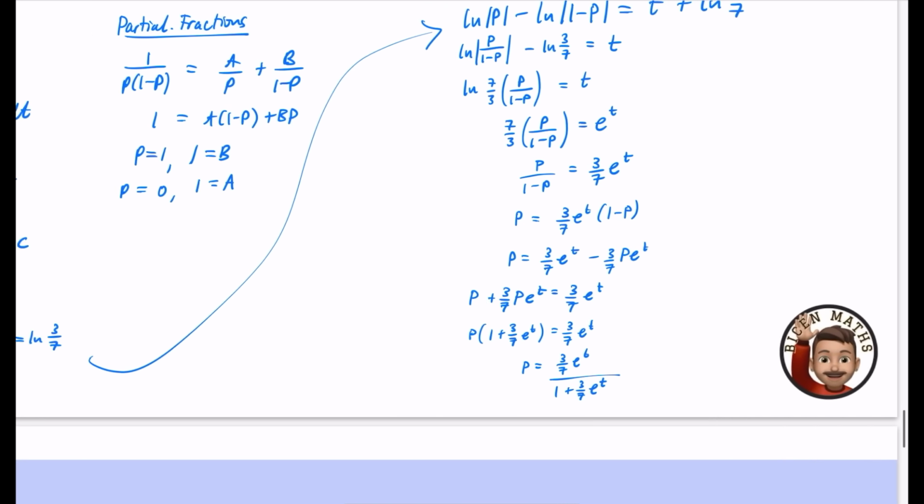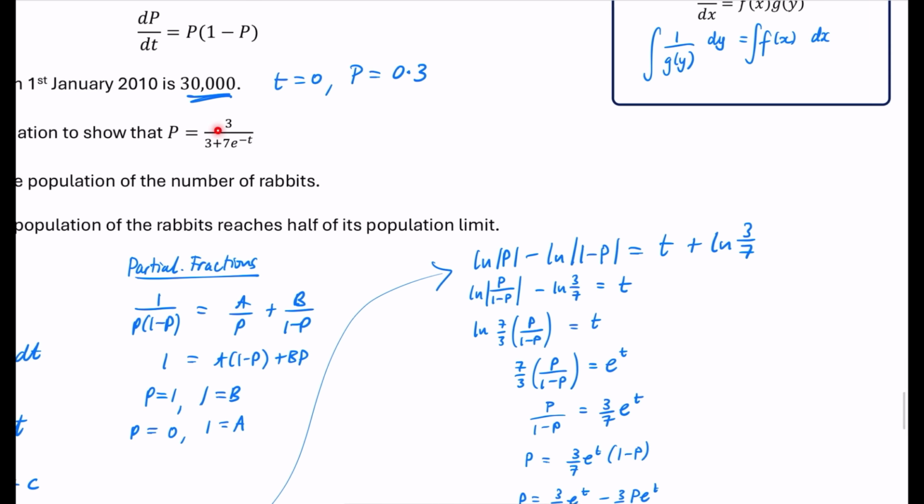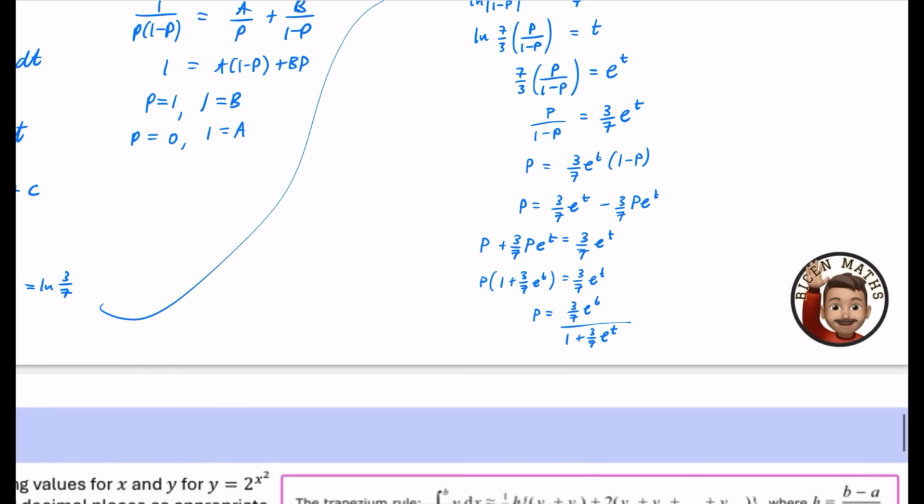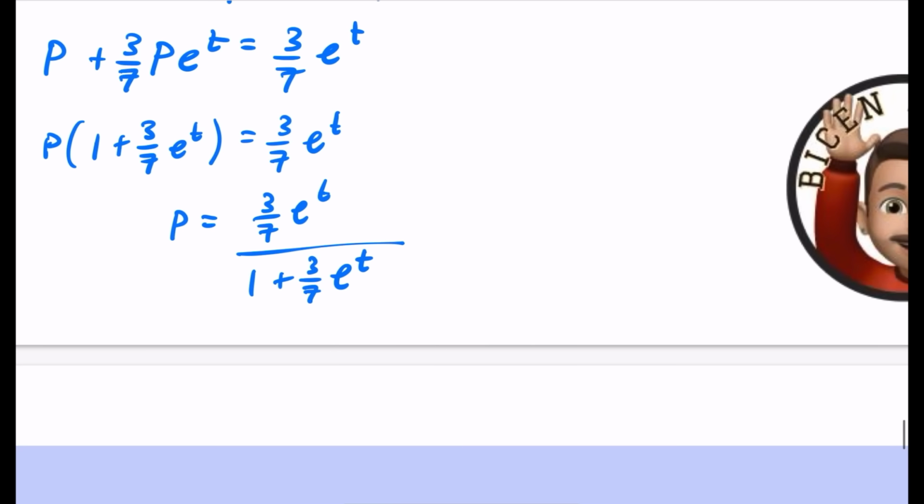Well, what do they want it to look like? We want it to have 3 here and e^(-t) here. Okay, well I can just times everything by 7. If I times this by 7, I'm going to get 3e^t over 7 plus 3e^t. Just going to have it on my computer screen so I don't have to keep going back and forth.